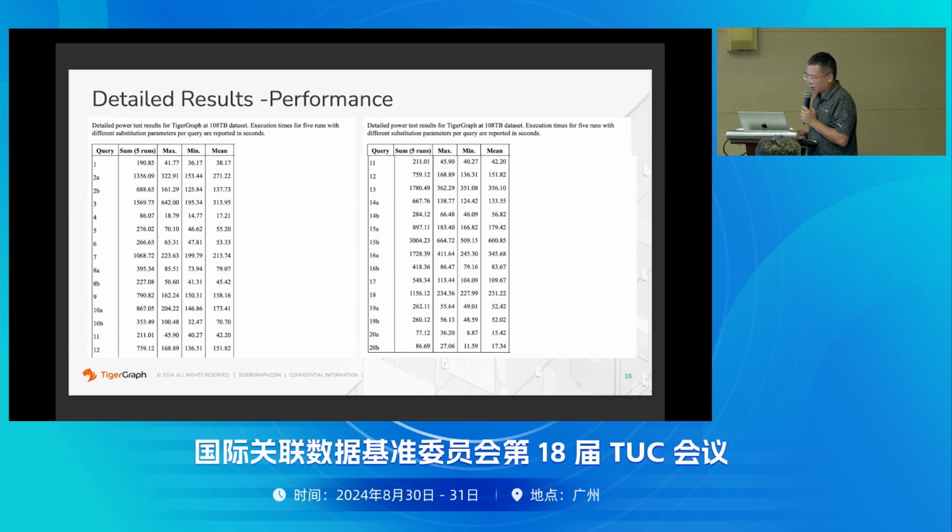Most of the queries actually finish within 1 minute. Some long-running queries take 270 seconds.